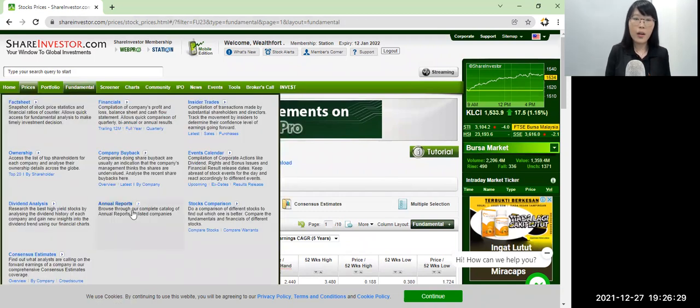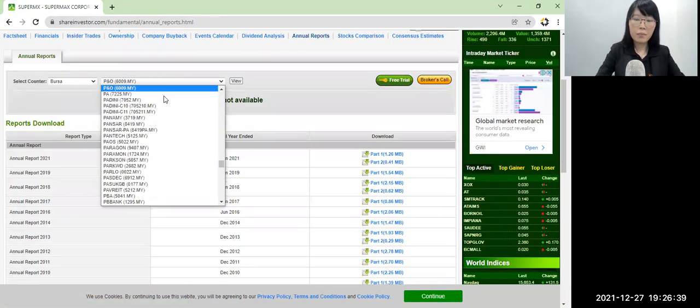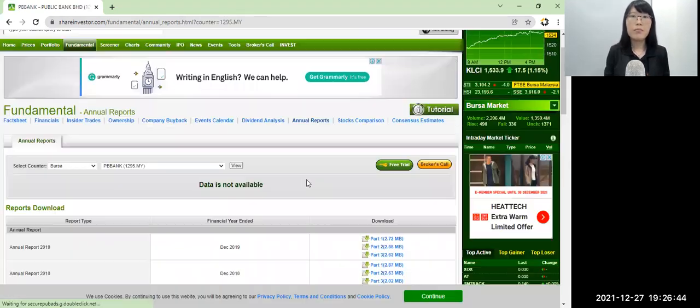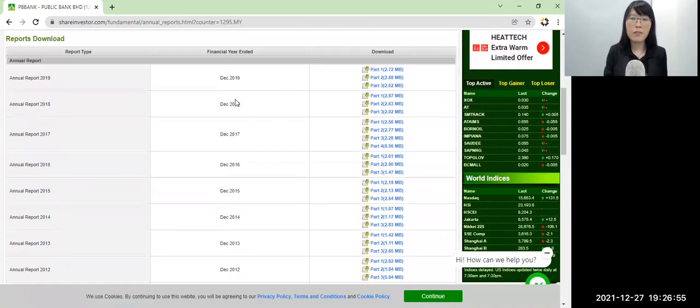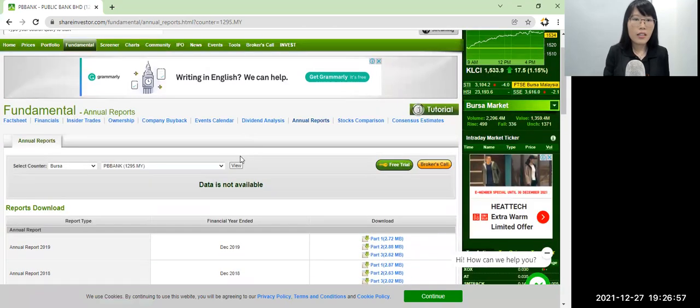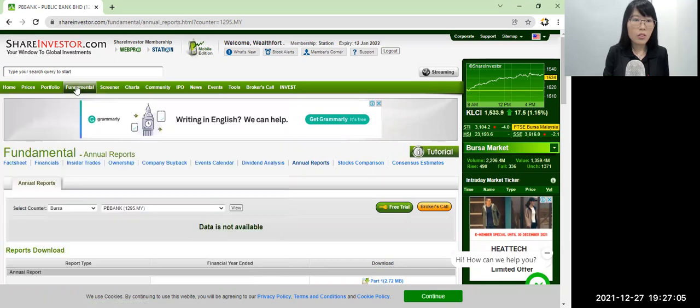So now the next one, we go to the next feature called annual report. Now you can choose Public Bank and select view. So you can download all the annual reports from here. And you don't need to go to the Bursa Malaysia website to download them. Okay. So the next one, we can go to the stock comparison.